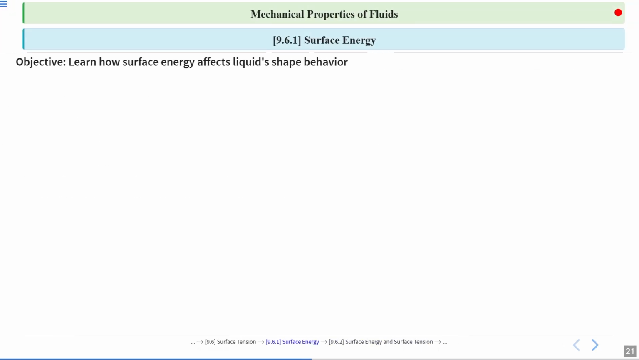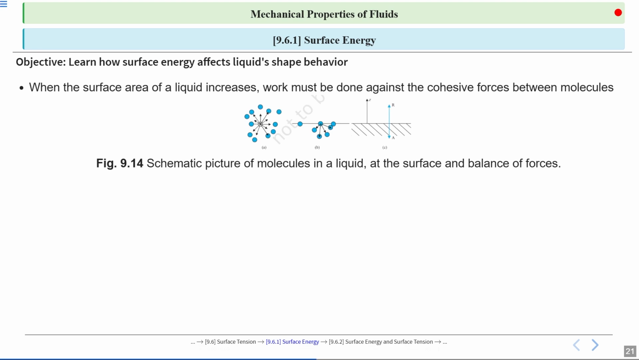Now, when the surface area of a liquid increases, work must be done against the cohesive forces between the molecules. So take a look at diagram 9.14. Schematic picture of molecules in a liquid at the surface and balance of the forces. Here, inside the liquid, molecules are pulled equally in all directions, but at the surface the forces are unbalanced. This is why surface molecules behave differently. Think about how water forms droplets on a leaf. This is due to these surface forces.